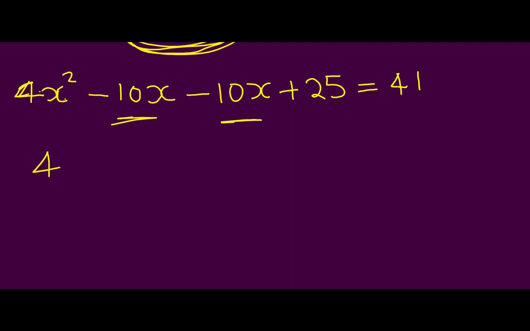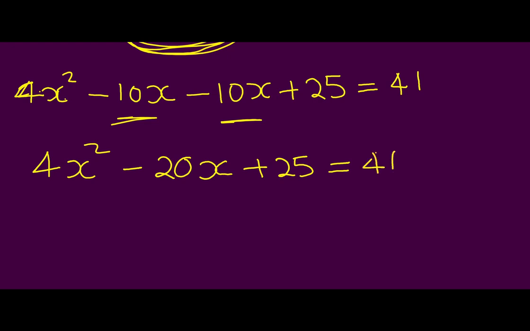So it's 4x squared, negative 10x, negative 10x is negative 20x. You are adding now because they have the same sign. Negative 20x, then plus 25 equals 41. Right? So from here, we're going to take this term to this side, and then we're going to simplify this term in the next step.